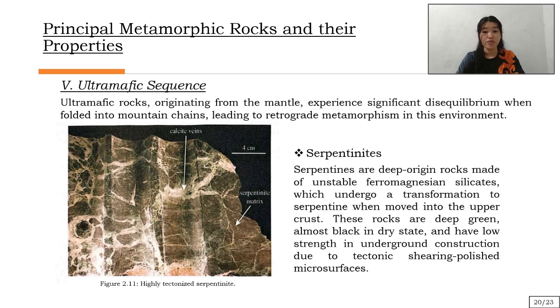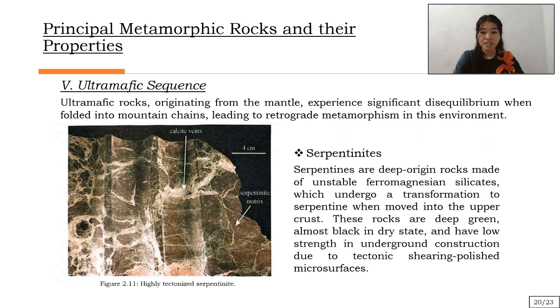Ultramafic rocks originating from the mantle experience significant disequilibrium when folded into mountain chains, leading to retrograde metamorphism in this environment. In other words, ultramafic rocks originating from the mantle and rich in minerals like olivine and pyroxenes go through a state of disequilibrium when folded into mountain chains. This leads to retrograde metamorphism, where the rocks undergo changes due to decreasing pressure and temperature in this mountainous environment.